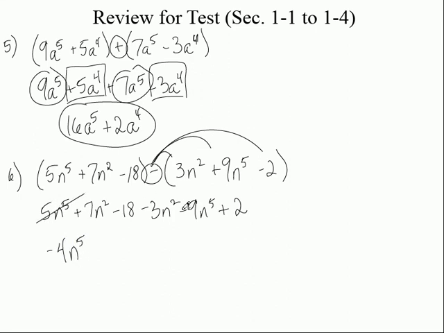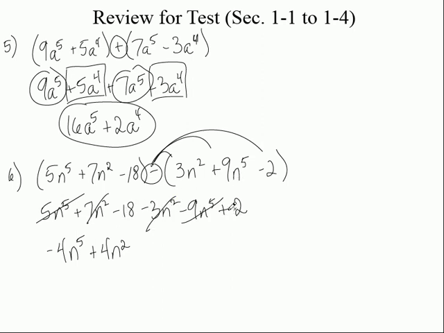I'm done with that, so I like to cross them out when I'm done. What's the next power? N squared. So do I have any other n squareds? Sure, right here. So I got 7, and I got a minus 3. 7 minus 3 is plus 4. What's my term? N squared. So I'm done with that.